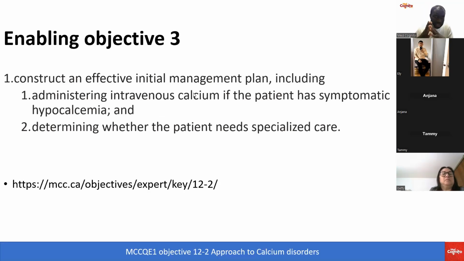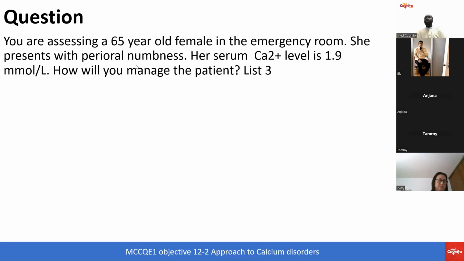Now, the next question is saying, construct an effective initial management plan, including administering IV calcium if the patient has symptomatic hypocalcemia. So, the objective is even giving you an answer already. He says if the patient is symptomatic for hypocalcemia, your management should be administering IV calcium. And you also have to determine whether the patient needs specialized care or not. So let's go to this question.